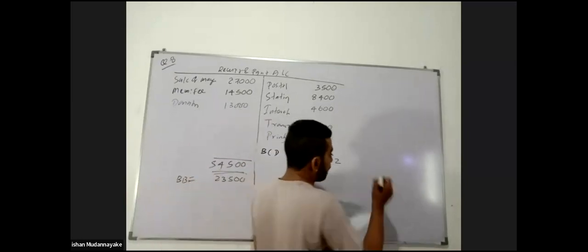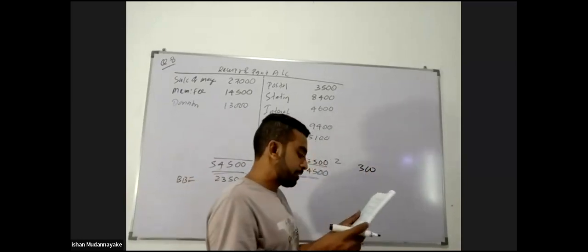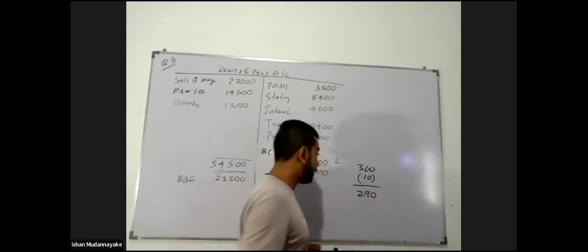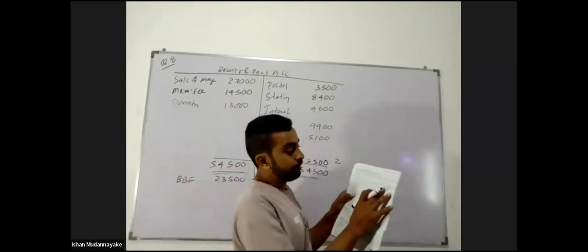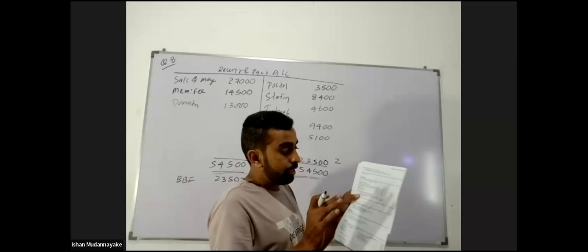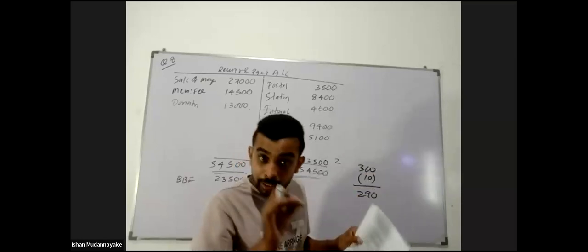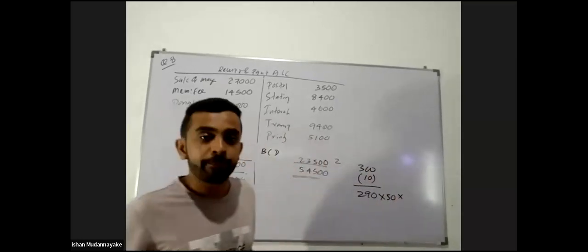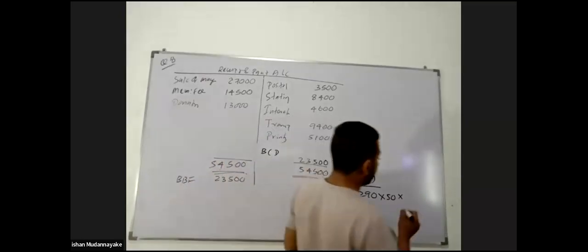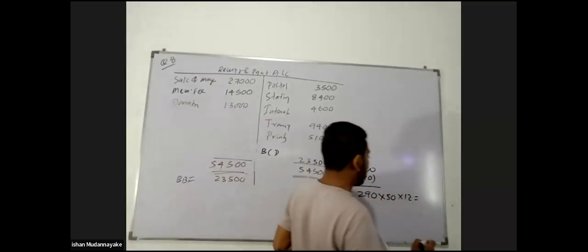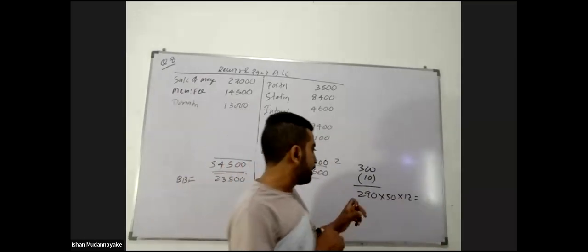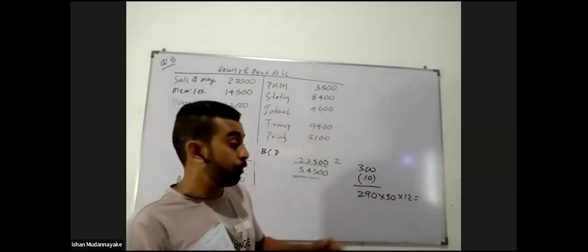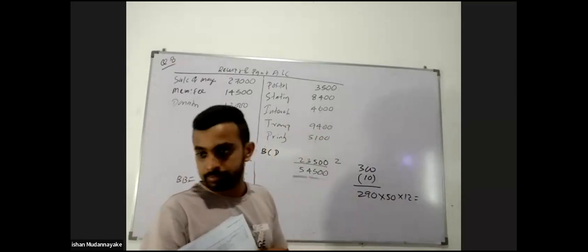Then the number of members is 300, out of which 10 members have not paid their membership fee, meaning 290. Then 290 into the subscription fee per month, which is 50. Then 290 multiplied by 50, and then you need to multiply by 12 to calculate the annual amount. For 12 months, 290 into 50 per month multiplied by 12 months. Then you can calculate the annual subscription fee received in cash.